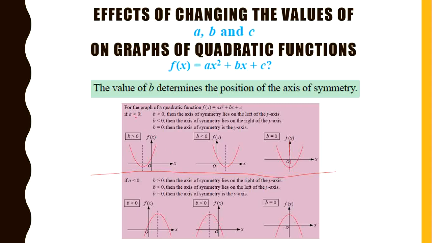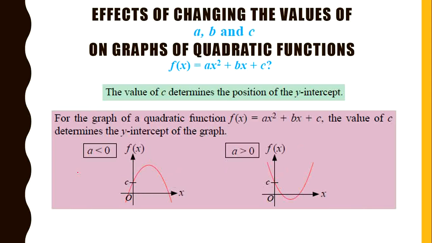Cuma bezanya, the difference between A greater than 0 and A less than 0 is dia punya shape lah. A greater than 0, smile. A less than 0 is sour. Next. Okay, next C pula. The value of C, dia cakap apa? Determines the position of y-intercept. Y-intercept ni apa? Y-intercept tu kita punya persilangan. Persilangan pada paksi Y. Ni paksi Y lah ni.